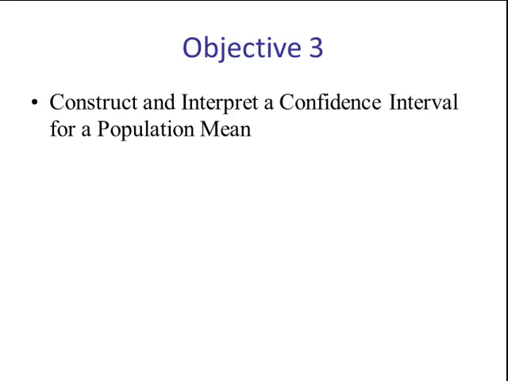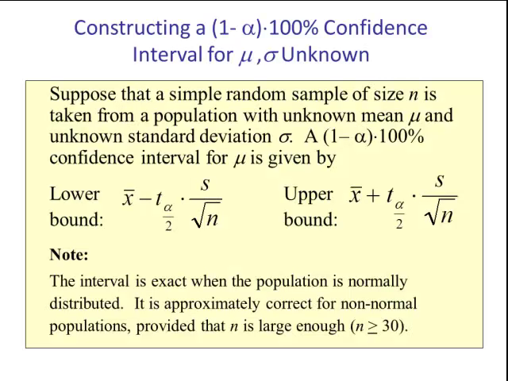Suppose a simple random sample of size n is taken from a population with unknown mean mu and unknown standard deviation sigma. A 1 minus alpha times 100% confidence interval for mu is given by this formula. The lower bound is x bar minus t alpha over 2 times the sample standard deviation divided by the square root of n.